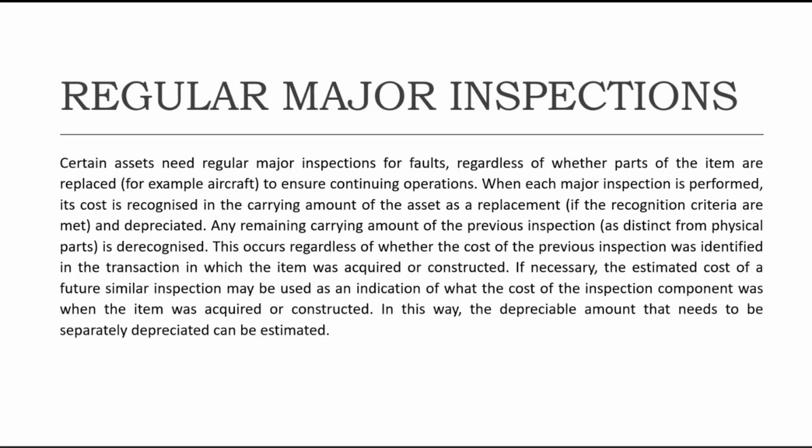We're going to read the question now, and then we're going to go through the question step by step. This question is actually in your tutorial letter as well, so it will help you to understand it when you're going over it. It says that certain assets need regular major inspection for faults, regardless of whether parts of the item are replaced, to ensure continuing operation. When each major inspection is performed, so whenever you make an inspection to a PPE, that major inspection needs to be capitalized. It needs to form part of your property, plant, and equipment. And the old inspection that you did last year or 2 years ago needs to be taken out.